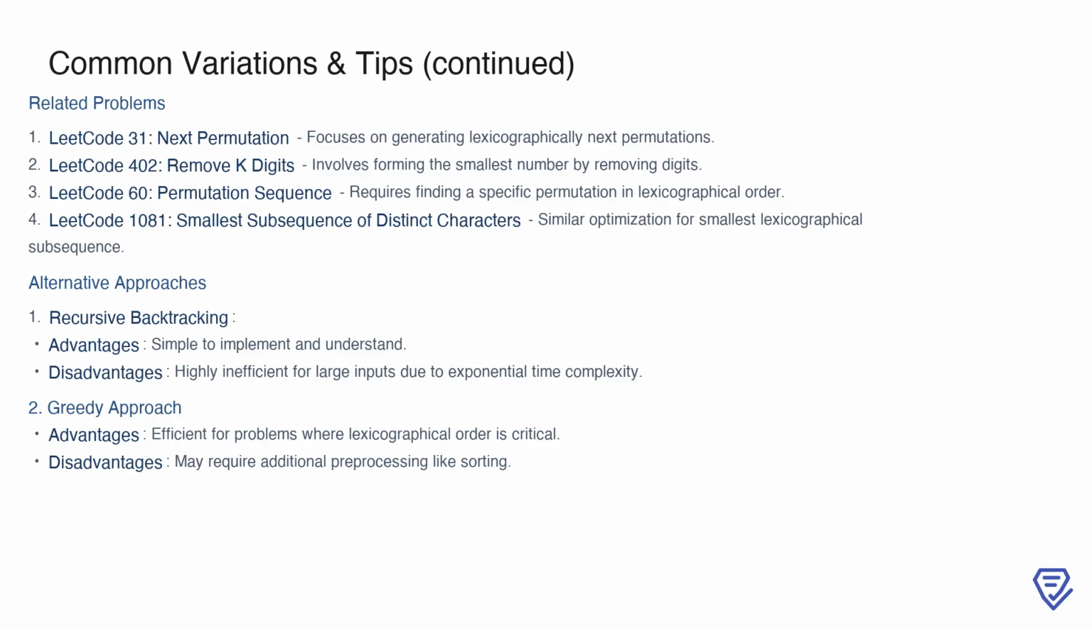Considering alternative approaches can also be useful. Recursive backtracking is a straightforward method that's easy to implement and understand, but its exponential time complexity makes it impractical for larger inputs. On the other hand, a greedy approach is highly efficient for problems emphasizing lexicographical order, though it may require pre-processing like sorting to work effectively.